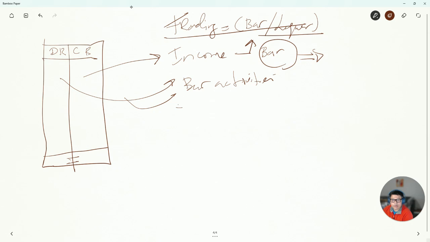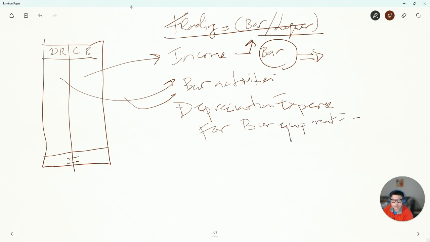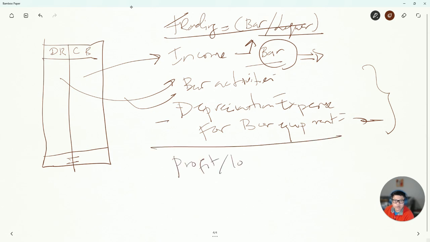But don't forget, this is the key: you might have a depreciation expense for bar equipment. If you have a product, you need to add that cost. So you add all the expenses and you have income. Income minus expense gives you profit or loss, in other words, surplus or deficit from this activity. That is the second step you need to do.